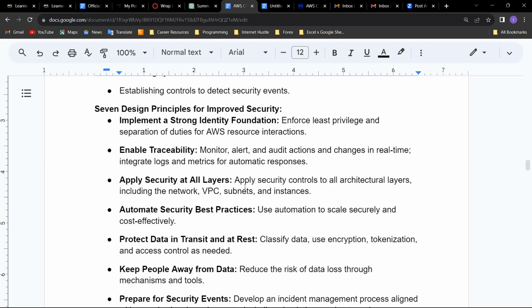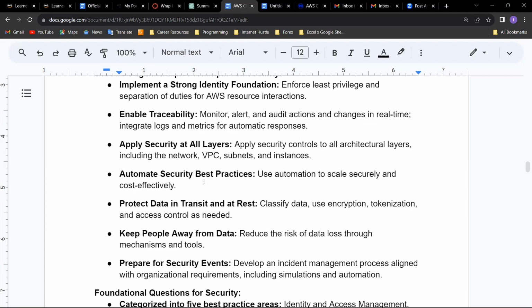So the same thing applies with your cloud infrastructure, including your network, your VPCs, your subnets, and your instances. You have to apply security at all the places. You don't say, oh, I have a security group in one of my subnets, so I will not create an access key for my EC2 instance. It doesn't work that way, right?